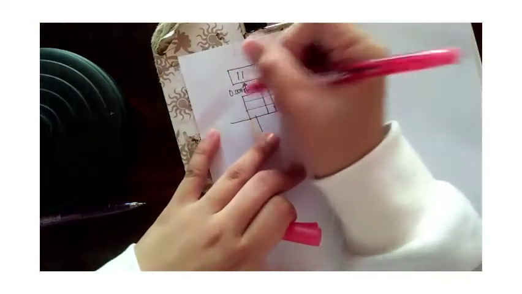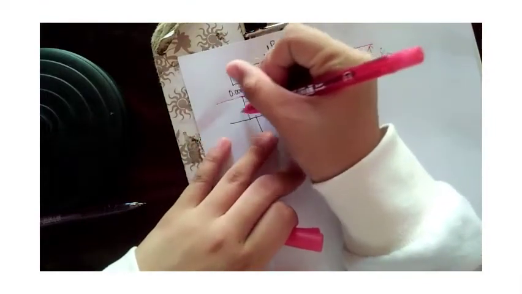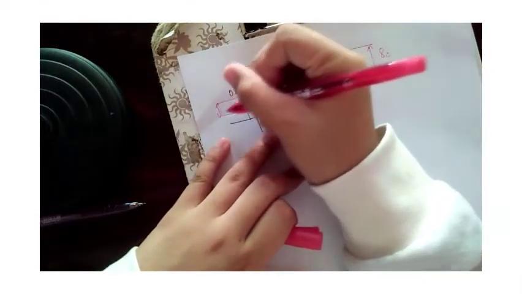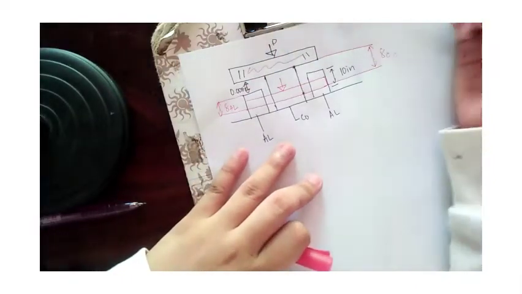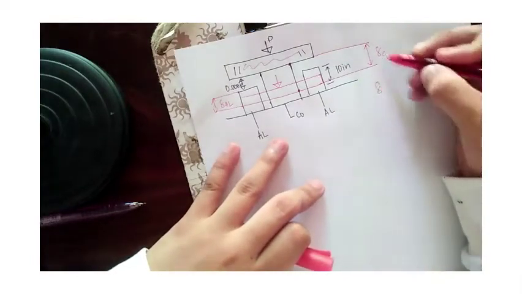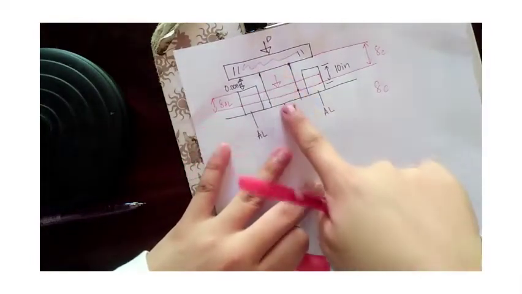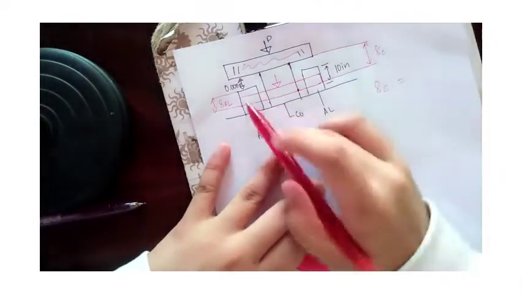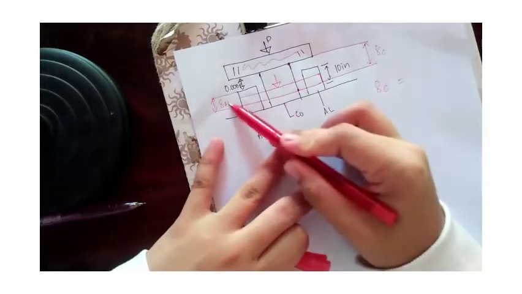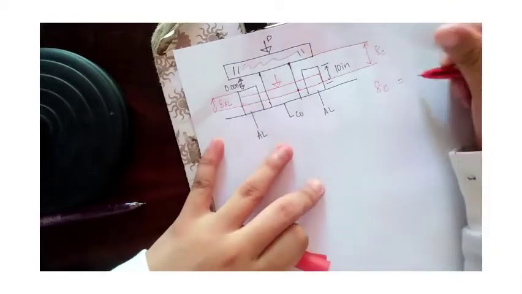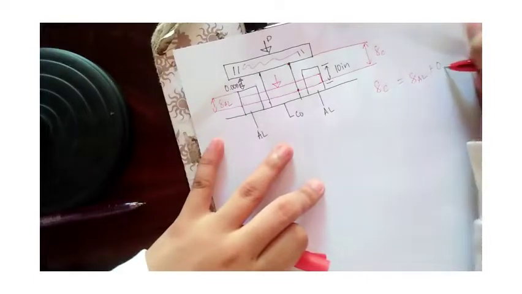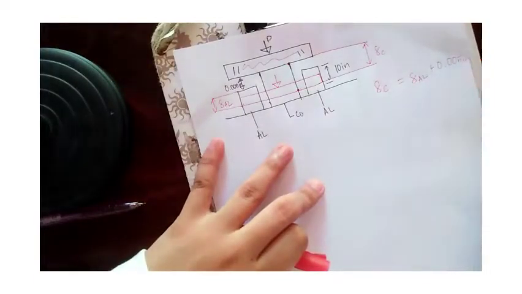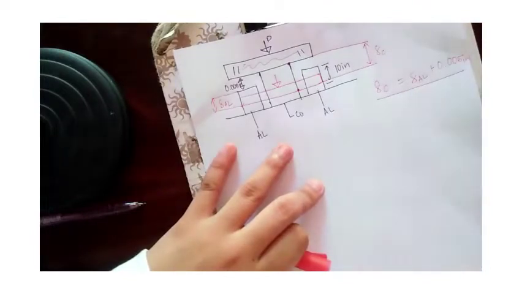While this one, up to here, is the deformation that will happen in the aluminum. So, meaning, the deformation of our copper, this block, is equal to this one, plus the deformation that will happen in the aluminum. So, deformation of aluminum plus 0.005 inches. So, this will be our equation for the deformation later.